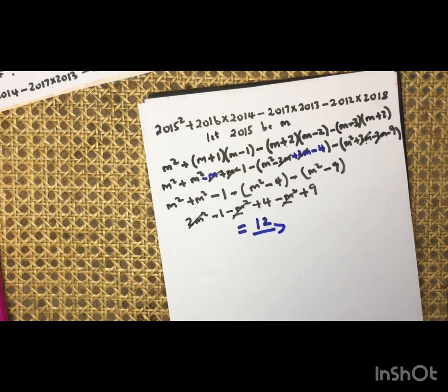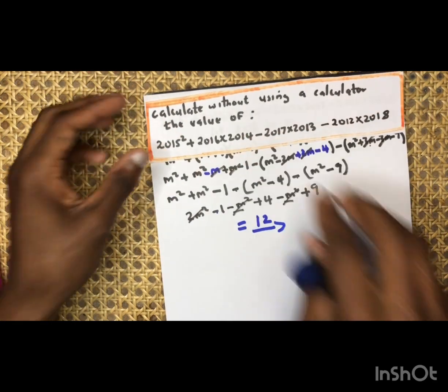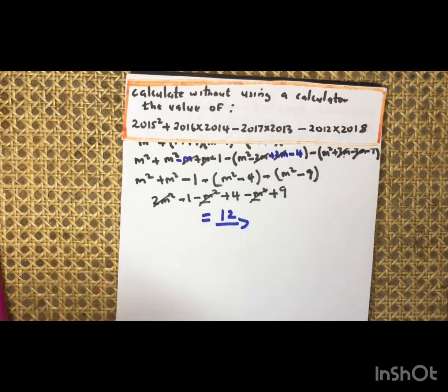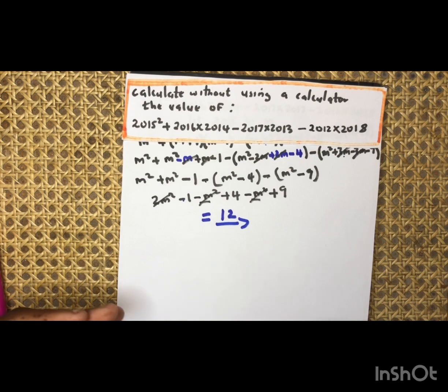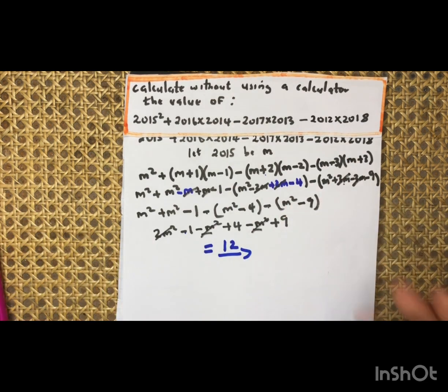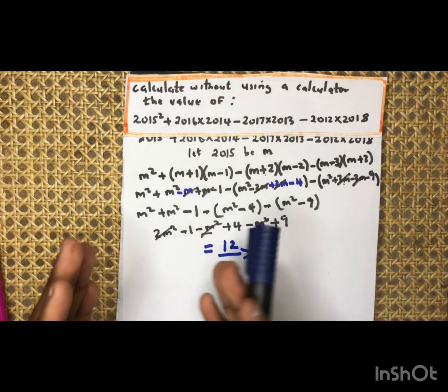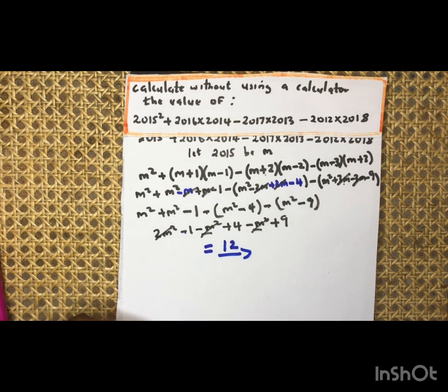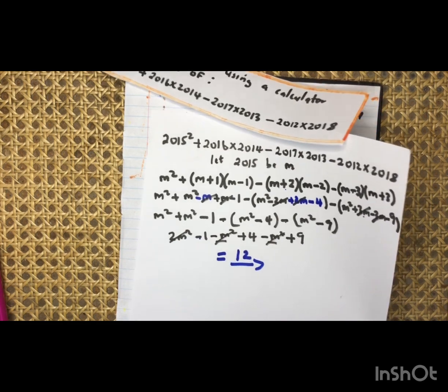That was easy. This was our equation, guys. They say calculate without using the calculator the value of 2015 plus 2016 times 2014 minus 2017 times 2013 minus 2012 times 2018. Remember guys, I said to you, you can use any variable holder here and let 2015 be any variable holder, or you can use 2014, but you must make sure that you will be good with the numbers when you subtract. So let's go to the next question and see what we have.